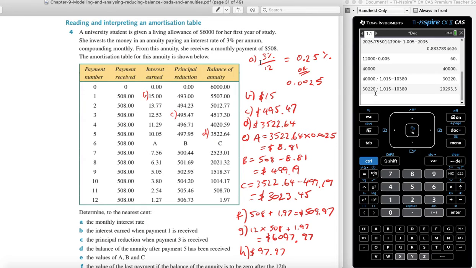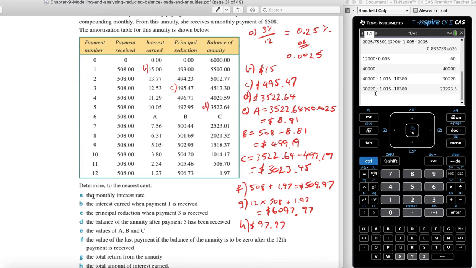So what we have to do first of all is split up that 3% per annum into months. So 3% divided by 12 is 0.25%. Divide that by 100 gives you 0.0025. That's part A, the monthly interest rate. Part B, the interest earned when payment 1 is received. It's already told you that, it's given you the answer. So payment 1 received, interest $15, it's just right there.